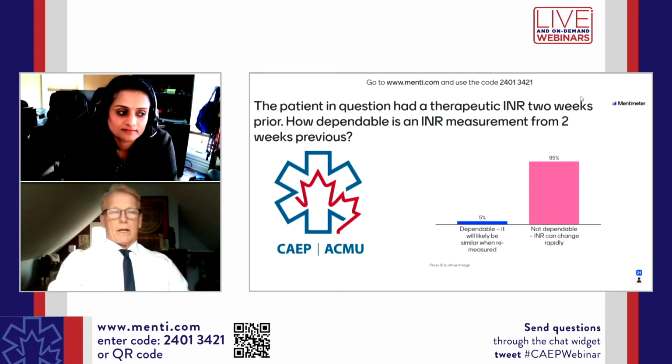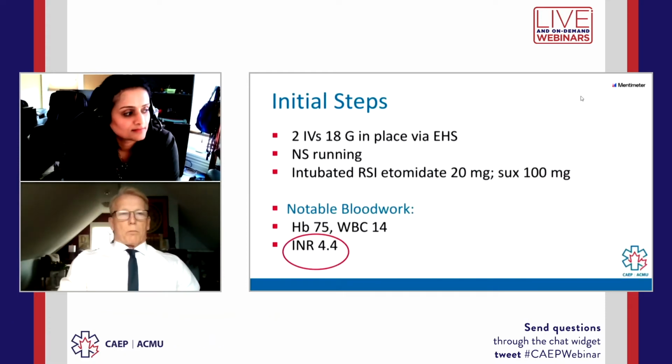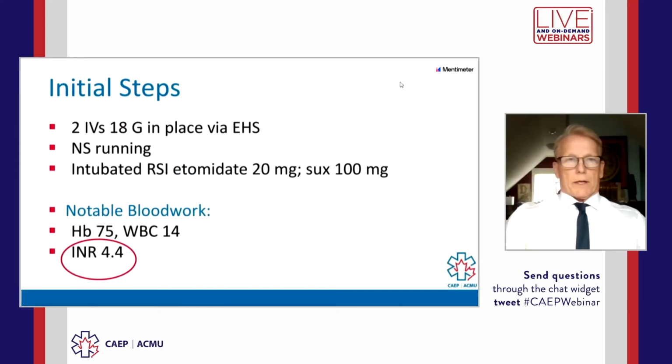And how much is this INR of 4.4? Well, it could be 1.4, it could be 10, it could be unmeasurable because it's so high. The treatment's going to be the same. If they're on an anticoagulant, you're going to do whatever you can to deal with that and treat that.